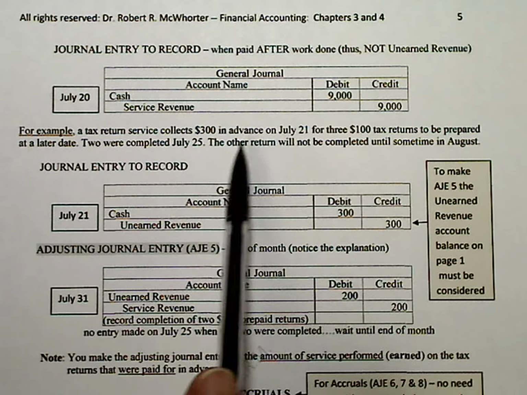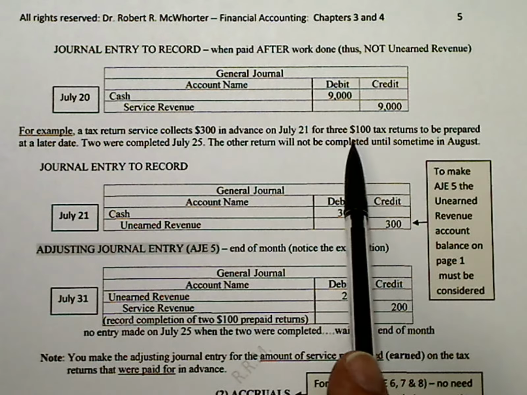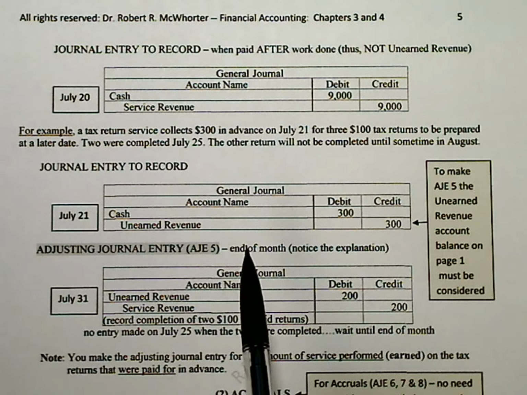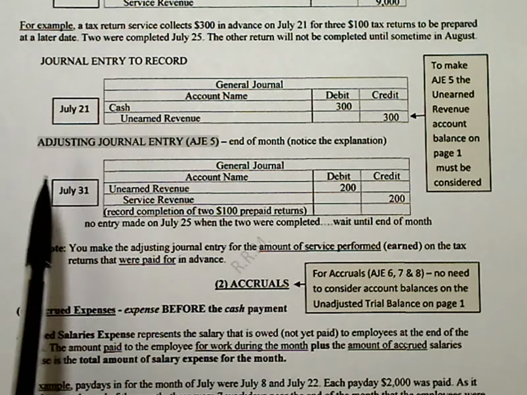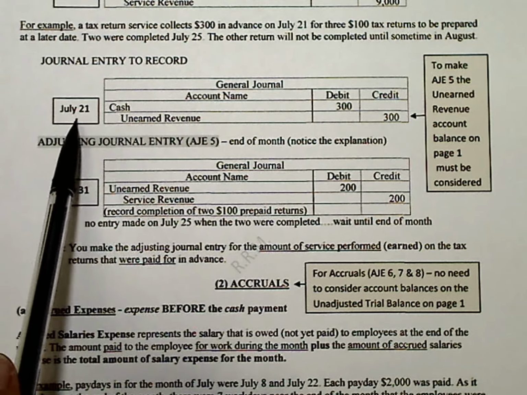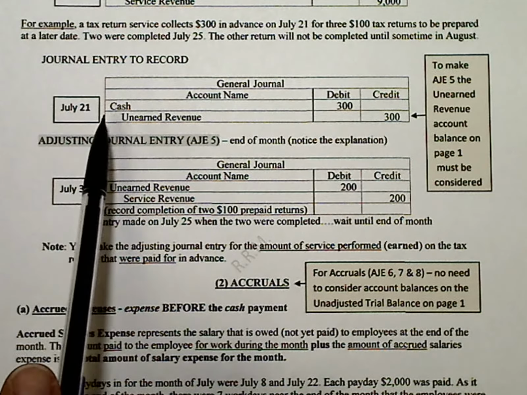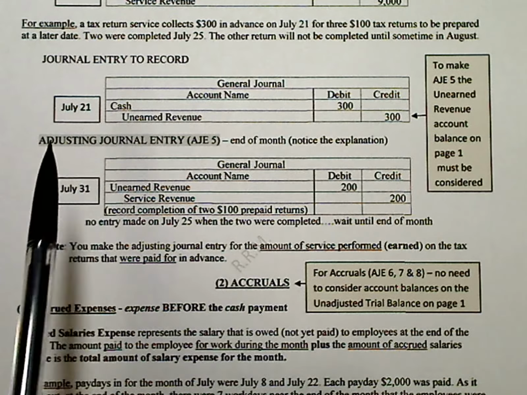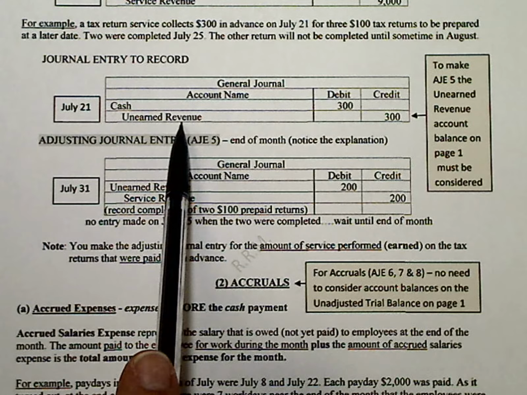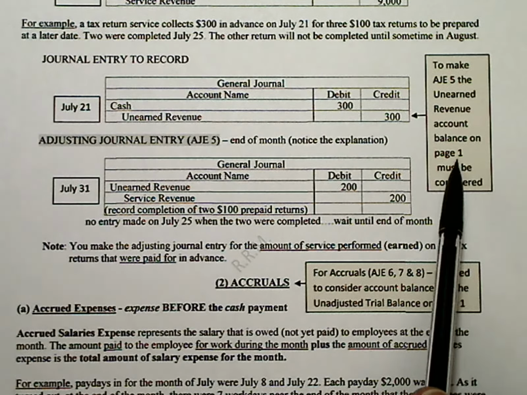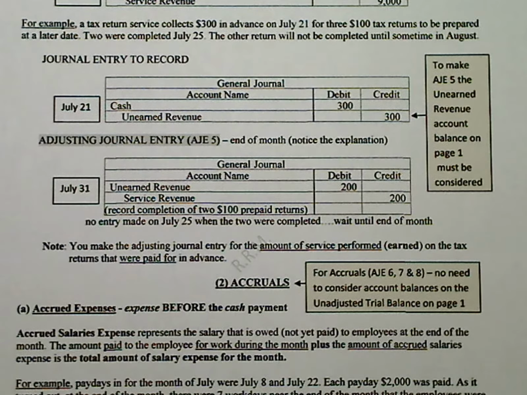And we say, fine, pay us now $300 for these 3 tax returns, but we're not going to do them right now. We're going to do them later. On the day we collect that cash in advance, yes, cash is going up, but we have not earned it yet. It's unearned revenue. It's that liability account. That $300, as the note says, is it on page 1? It sure is. $300 is still showing that we owe someone.